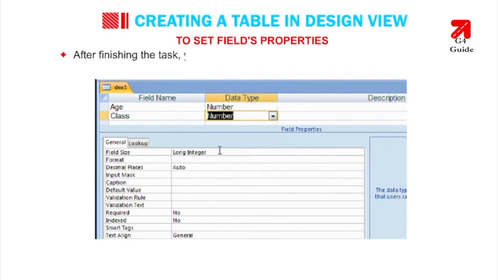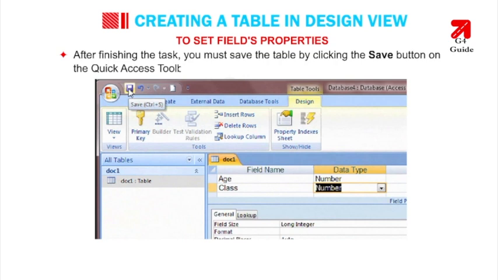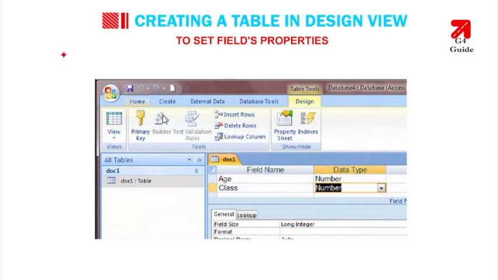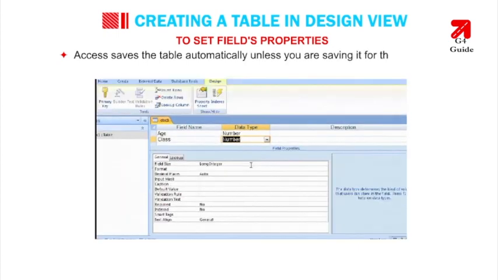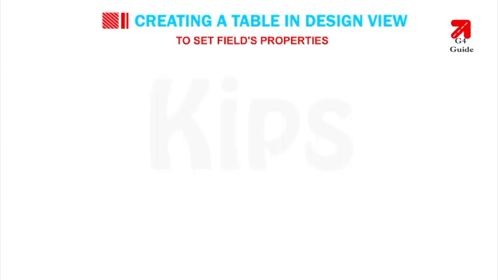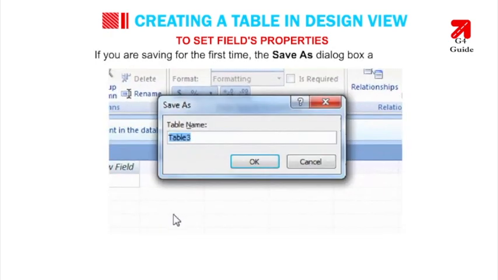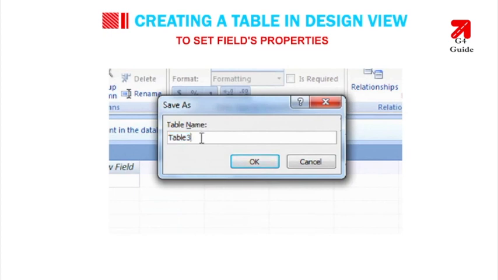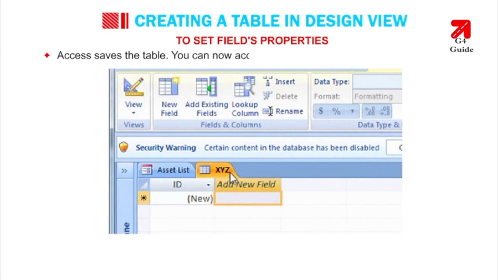After finishing the task, you must save the table by clicking the Save button on the Quick Access toolbar. Access saves the table automatically unless you are saving it for the first time. If you are saving for the first time, the Save As dialog box appears. Specify a name for the table and click OK. Access saves the table. You can now access the table by using the navigation pane.